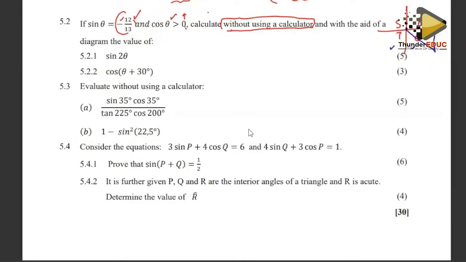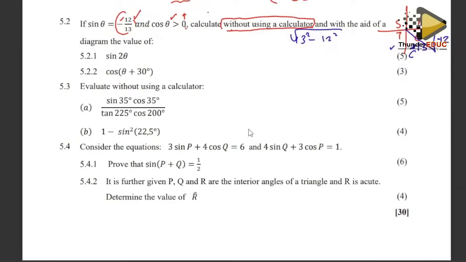Okay, that's the angle. They told us 12 over 13. So this is the 13. This is the 12, which is a negative. Then use your Pythagoras to find the missing side. Okay, so when we do that, it's going to be the square root of 13 squared minus 12 squared, which gives us a 5, ne? Positive 5. So remember, the hypotenuse is always positive, cannot be negative.